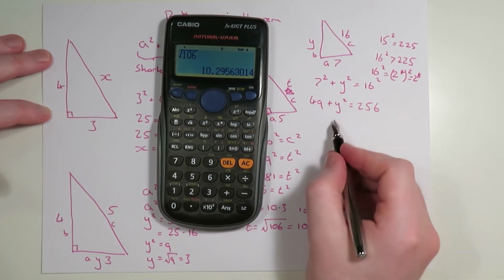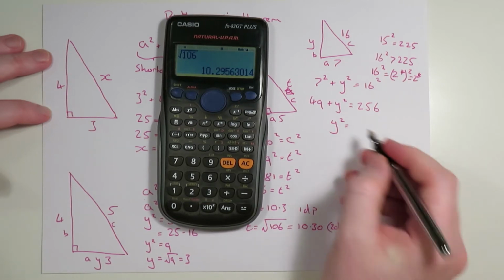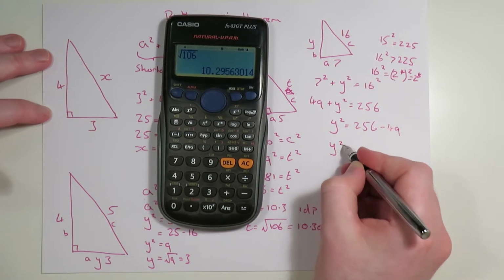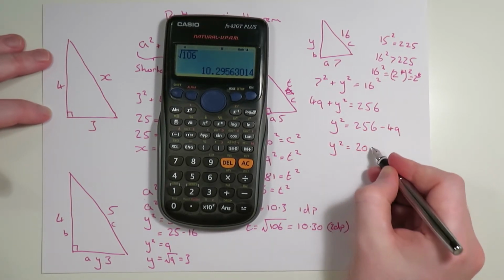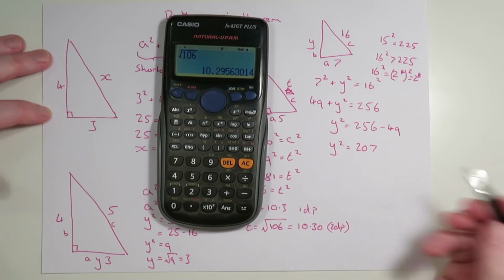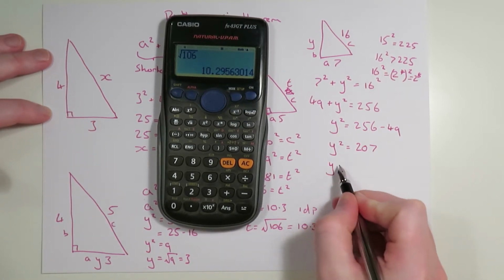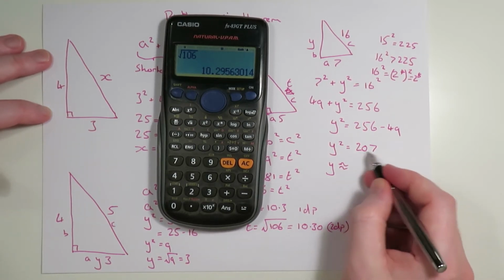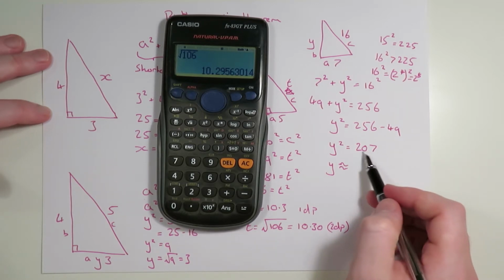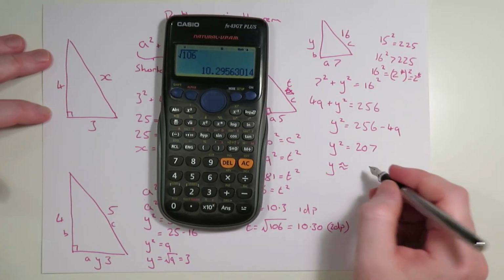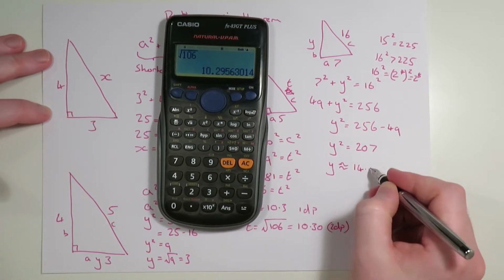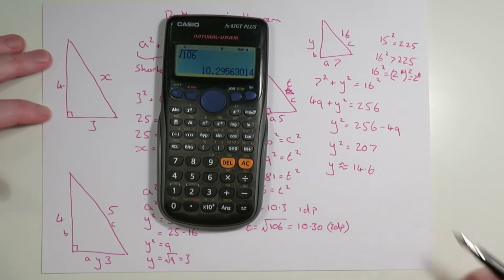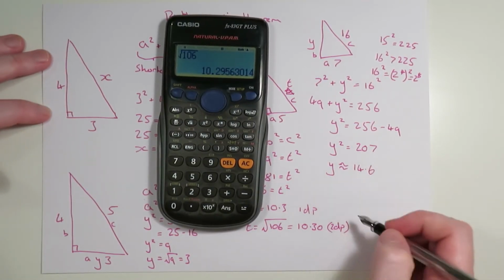So now we need to subtract 49 off both sides. So y squared is 256 subtract 49. So y squared is equal to 207. Okay, well here, same thing, if you didn't have a calculator, you would say that y is approximately the square root of that. Well, it's not too far off 15, maybe it's 14.6, 14.7, something like that. If you had to take a guess, not a bad guess to make, but let's work this out properly.